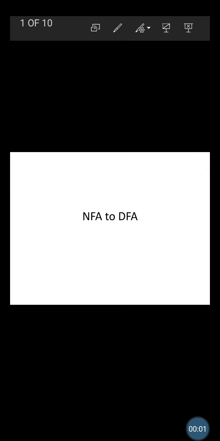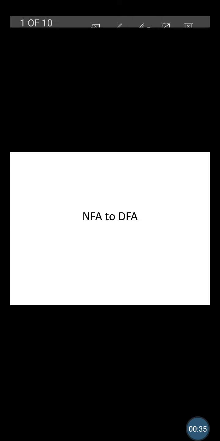Now we are going to discuss the conversion of NFA to DFA. NFA means non-deterministic finite automata, and DFA means deterministic finite automata, which we have already discussed. In a non-deterministic finite automaton, for a single input alphabet, there may be a state change. There may be more than one state change.